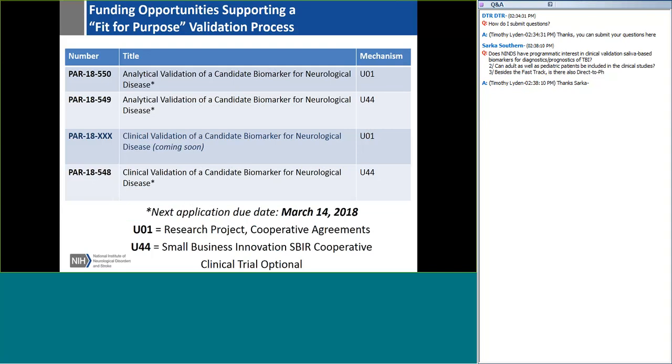The SBIR version is published, as are the 2 analytical validation funding opportunities, but the clinical validation U01 version is still waiting in the queue for publication. It should be coming extremely soon. We have all the information on it already, so just stay tuned for that one. And then just so you know, for the 3 that are already published, the application due date is March 14th, 2018. All right.